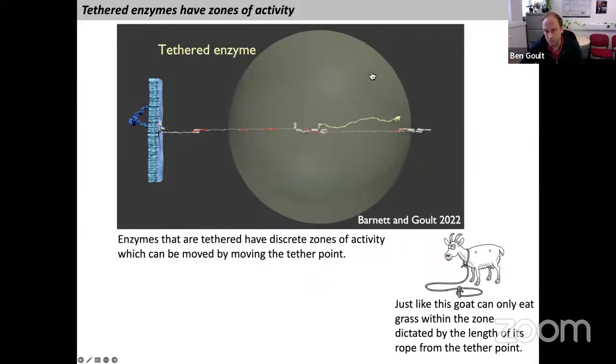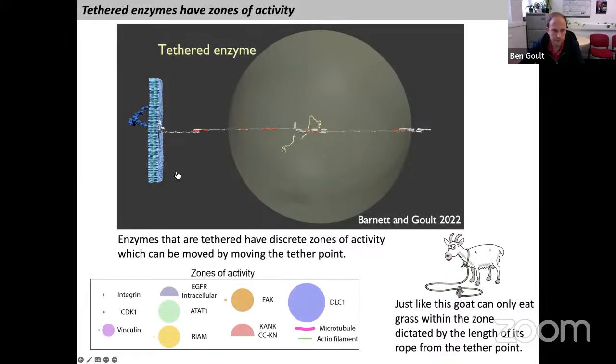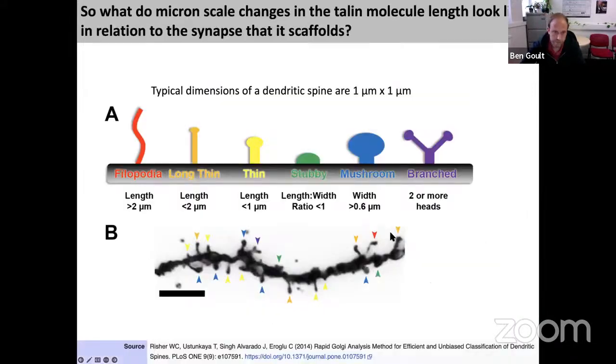This enzyme is operating here. If you move these closer, it could then reach the membrane and work on membrane substrates. But here it's not going to reach the membrane. So we started to get this idea that maybe these tethered enzymes have got discrete zones of activity which can be moved by moving the tether point. So we went back to AlphaFold, we went back to our structural modeling, and we went back to measuring the distance between these tether points and the enzymatic domain. And that enabled us to draw these zones of activity, the same as here, but for all the other different proteins which are binding to Talin.